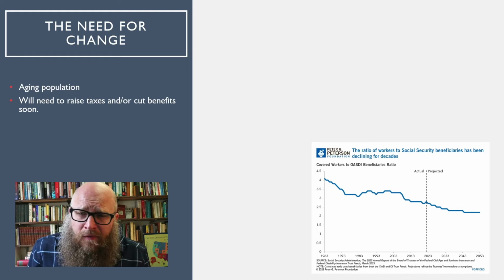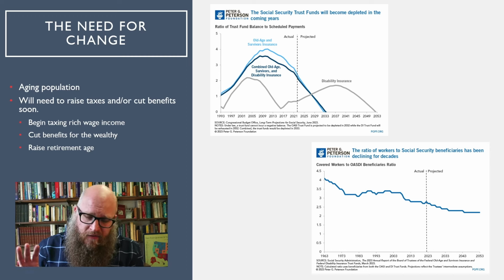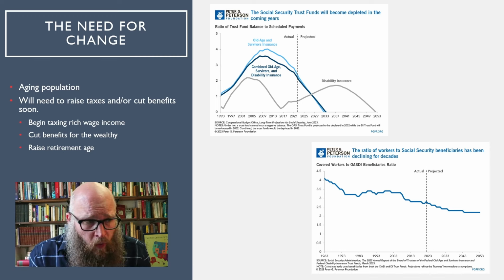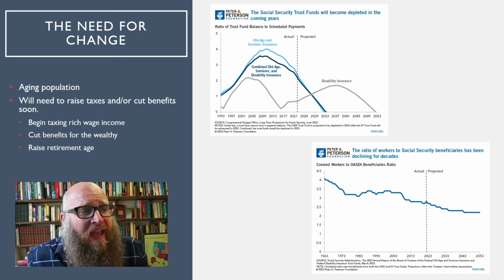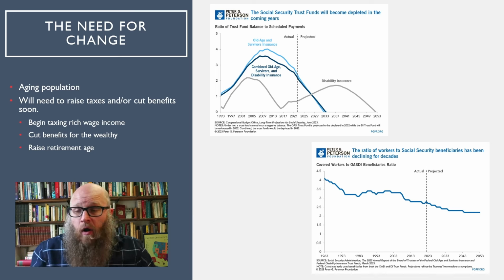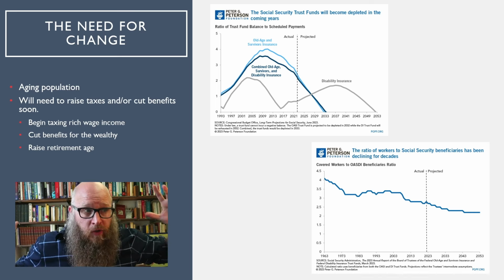This is a graph showing how much savings the Social Security trust funds have. I want you to pay attention to the light blue one. That's the one we're worried about. That is the Old-Age and Survivors Insurance. Right now, there's plenty of money in it, trillions of dollars worth.